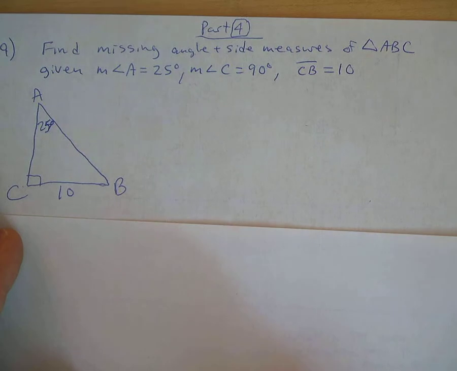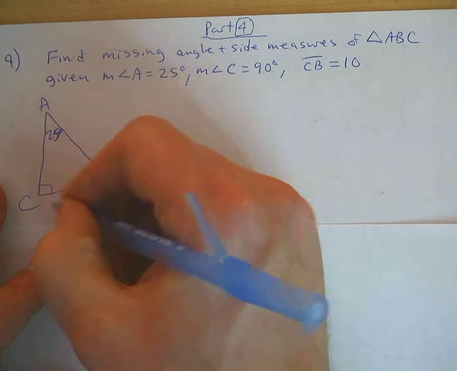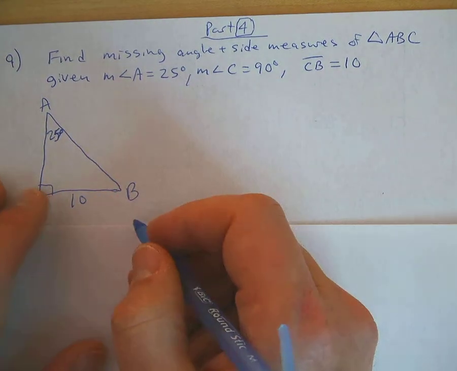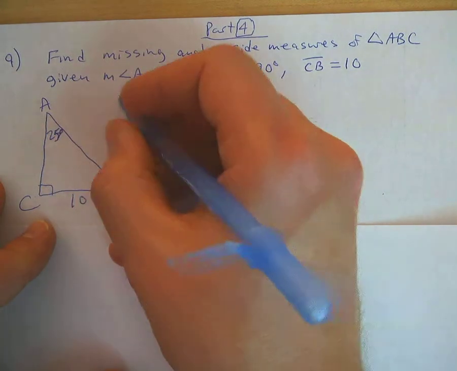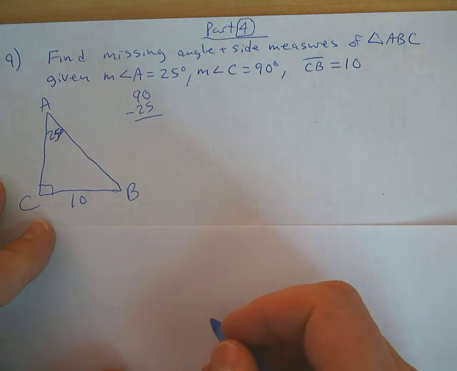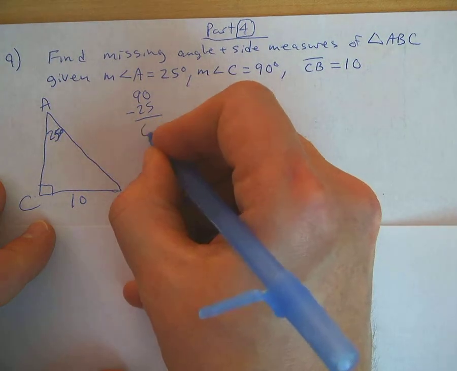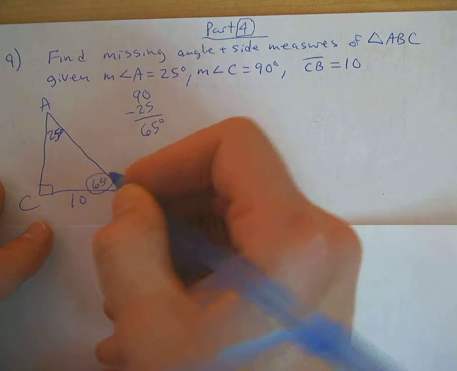So what we want to do is figure out the missing sides and angle measures. First of all, I know that all the angles in a triangle add up to 180. This angle is 90, so I know that these two add up to 90. So I could take 90 minus 25 will give us the measure of angle B, which is going to be 65 degrees.